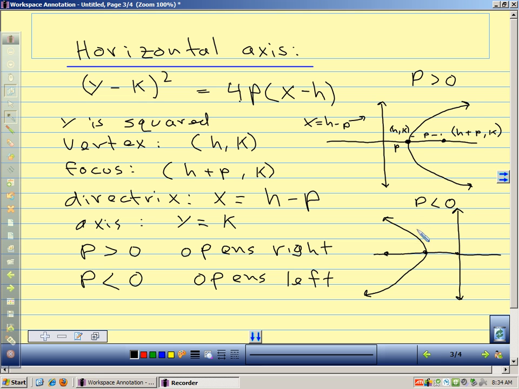So a couple of things from these drawings. The parabola is always between the directrix and the focus. The parabola opens away from the directrix. It opens around the focus. So our parabola is not going to cross our directrix. It opens away from the directrix, and it's between the focus and the directrix.